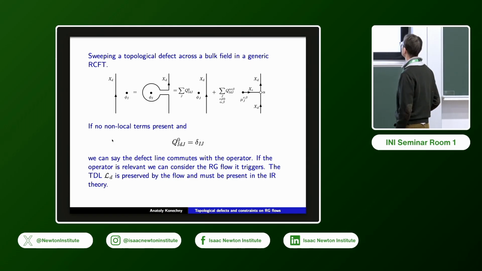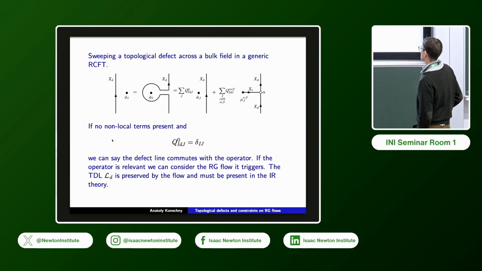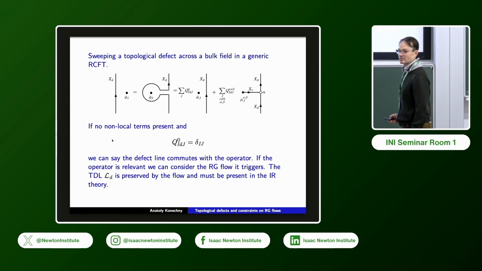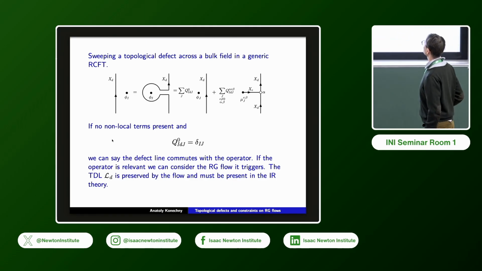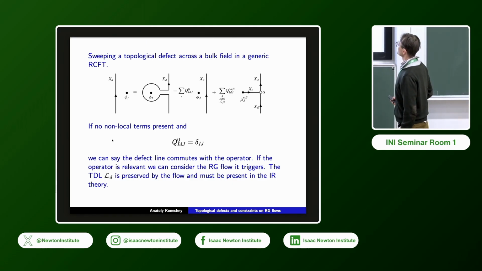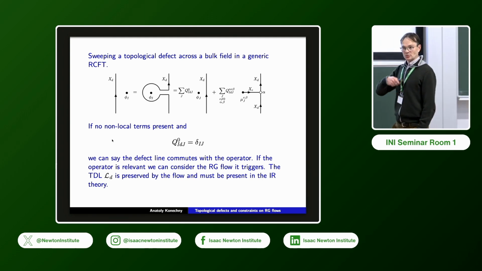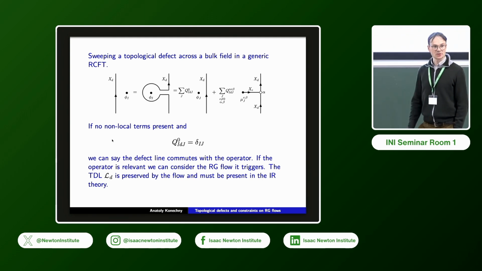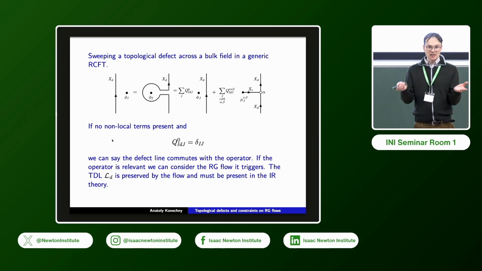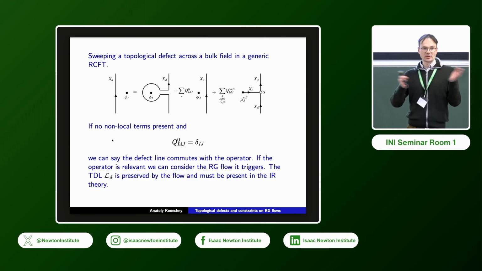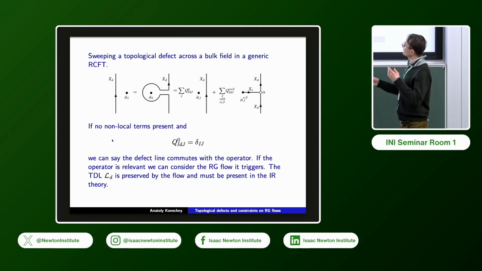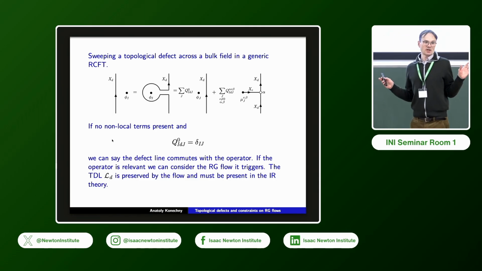So this case is of interest to me, and if it happens that this bulk operator is relevant, then we can deform this CFT by switching on the perturbation by this bulk relevant operator, and then this topological defect will commute with all the multiple insertions. And it will remain in the perturbed theory also as a topological defect which you can move freely around. And it should, if you normalize it, survive into the infrared.